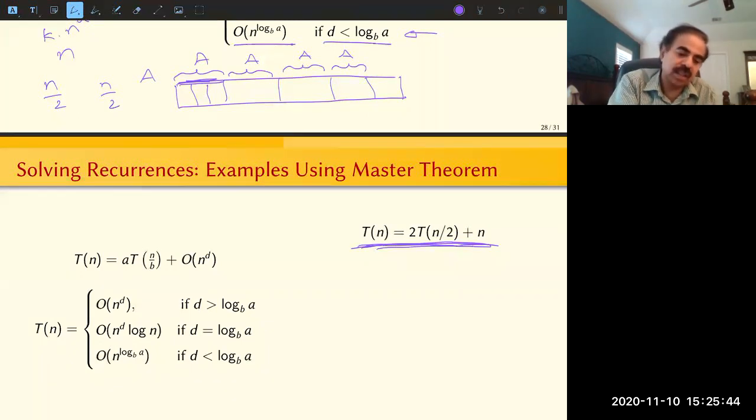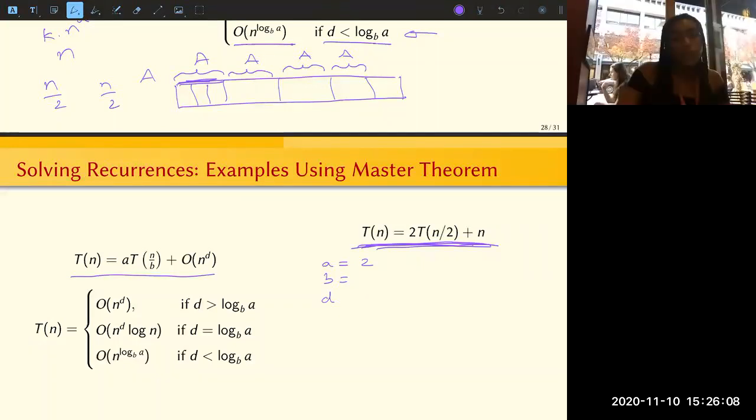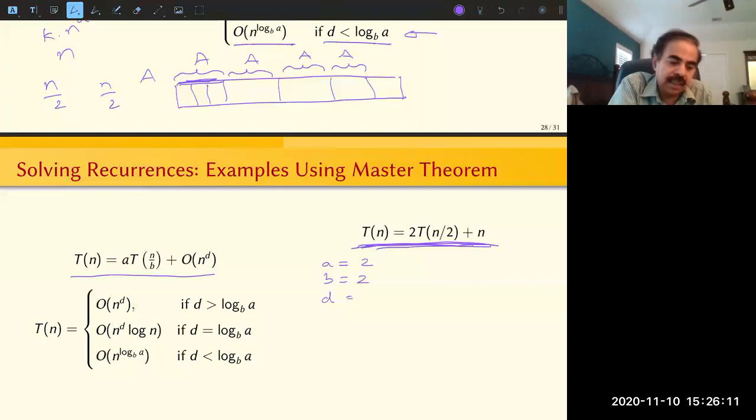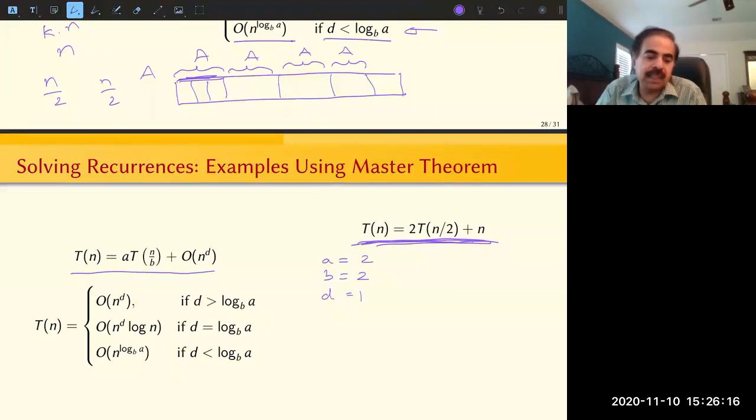We have to match this given recurrence with the general form, and then find what is A, what is B, and what is D. So what is A here? 2. And B? 2. And D? 1. Right. So now that we have A, B, and D, we can check which of these conditions holds.